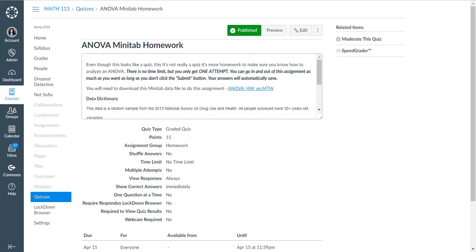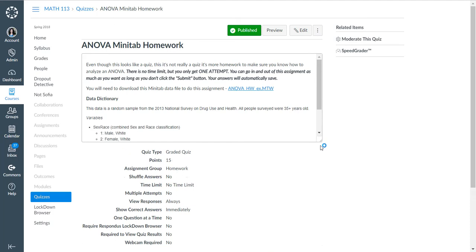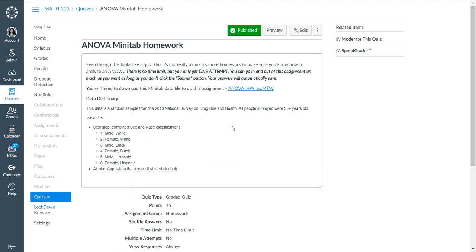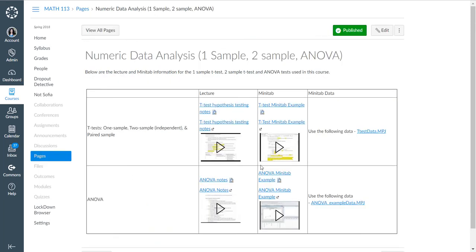Then the other one that goes along with that is the ANOVA Minitab homework. So similar, you only get one attempt, and ask if you're having questions or you need help with it. Then along with that, you've got the two homeworks that relate back to this stuff. One homework on the first row, one homework on the second row.